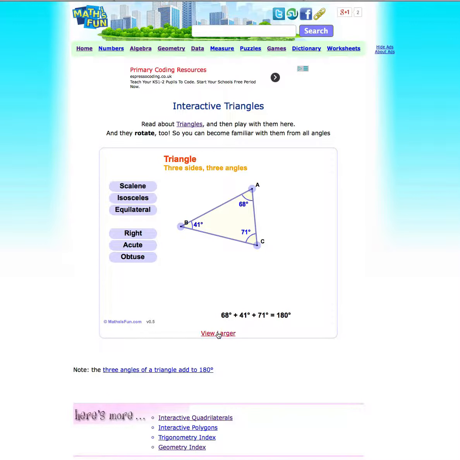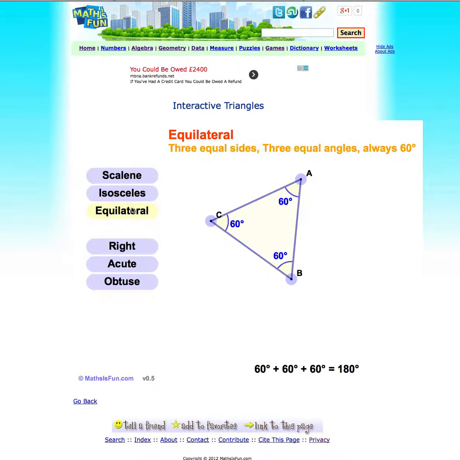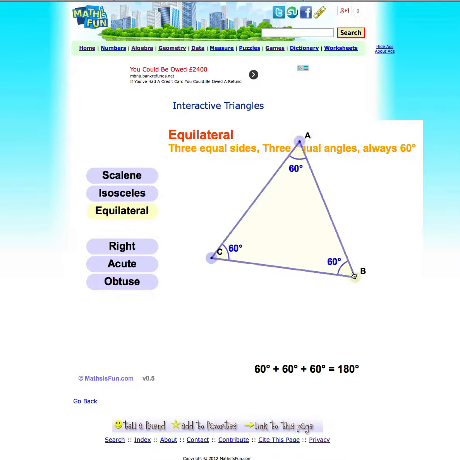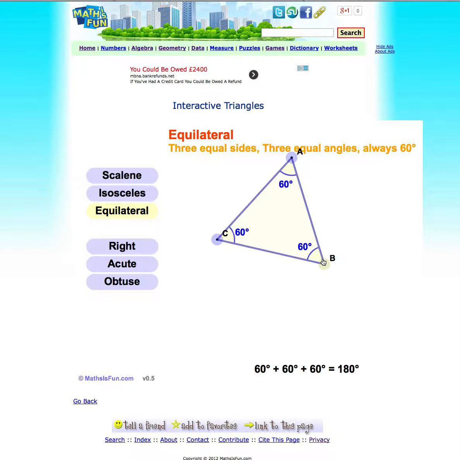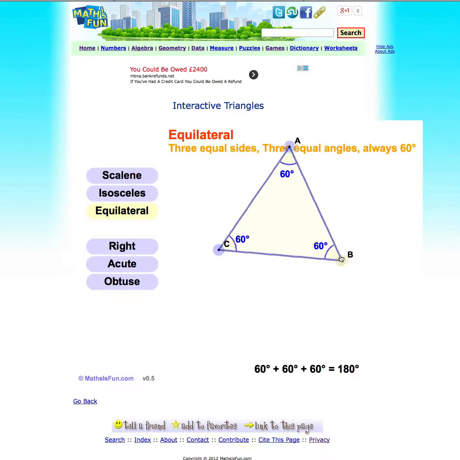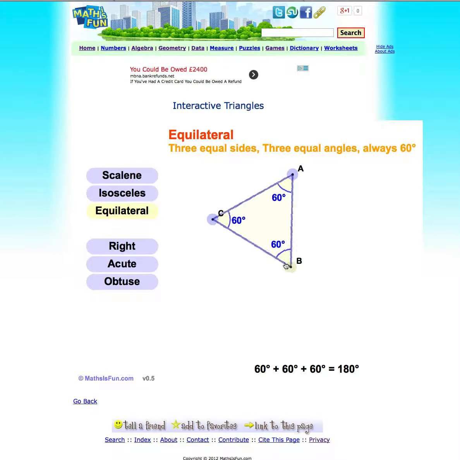I can view this slightly larger, and on the left are the most common types of triangle. For example, the equilateral triangle looks like this, and however I try to change it, the three sides are always equal and the three angles stay fixed at 60 degrees. So all I can do with this triangle is to make it bigger and smaller and spin it around.